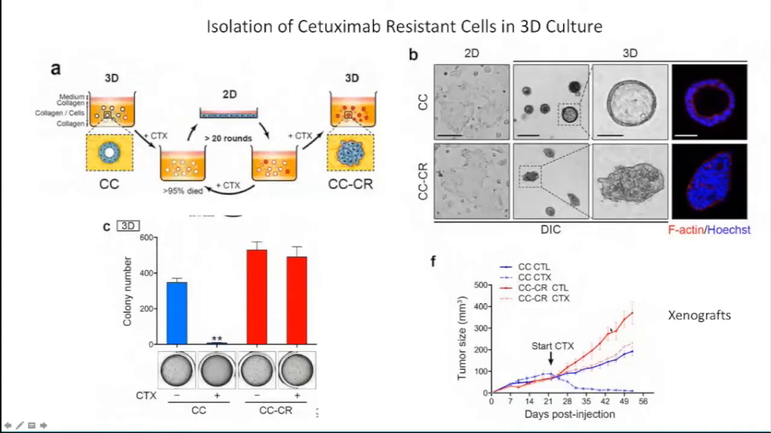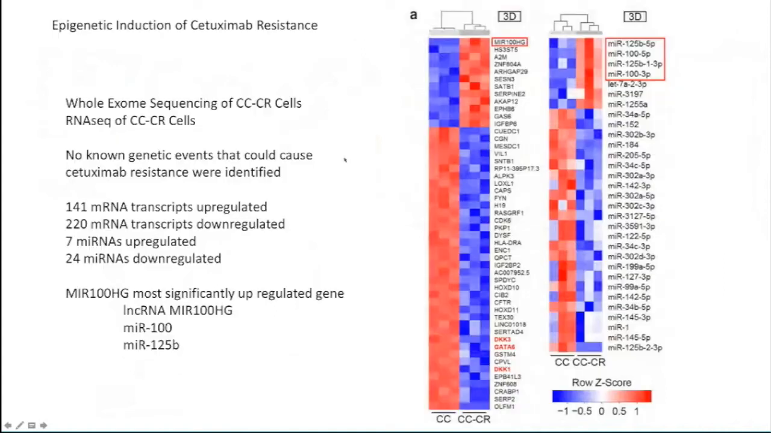The idea here now is, what are the gene expression changes in these cetuximab-resistant cells compared to the original CC cells that allow them to be resistant to anti-EGF receptor antibodies?